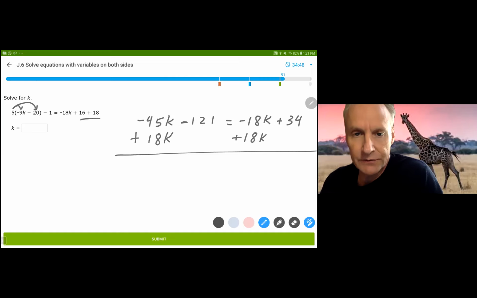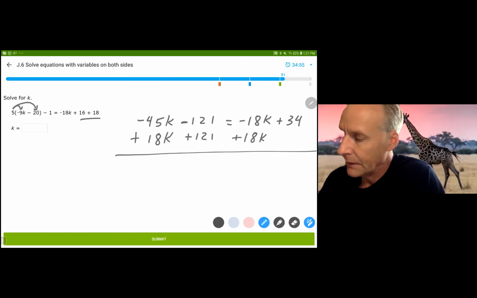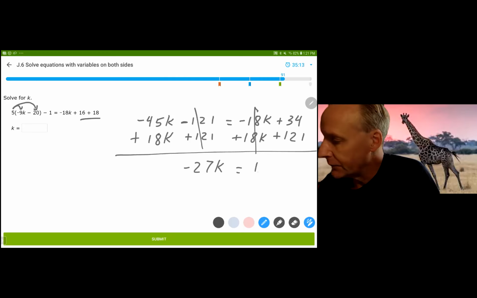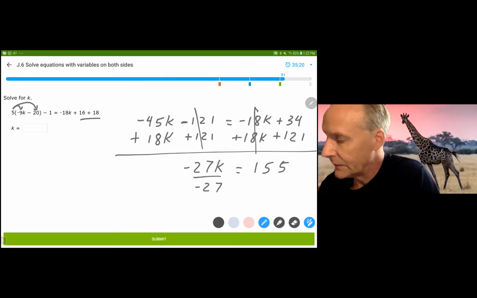Now, a lot of people are going to do this step, and then they're going to go to the next step, and then they're going to add the 121. But I'm going to go ahead and do it at the same time. It's not wrong. It just looks a little bit funky, but watch. That's 0, and that's 0, and I can add these together, which gives me, looks like negative 27 maybe. Yeah, negative 27. And over here, I get 155 when I add the 121. And I'm going to divide by negative 27.